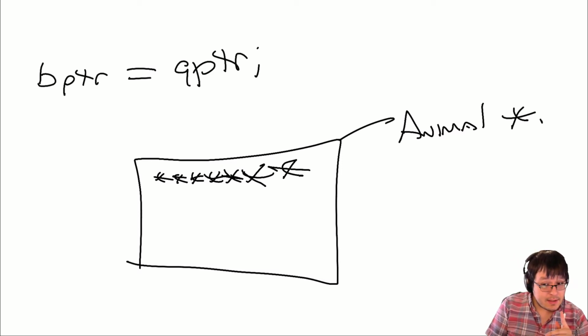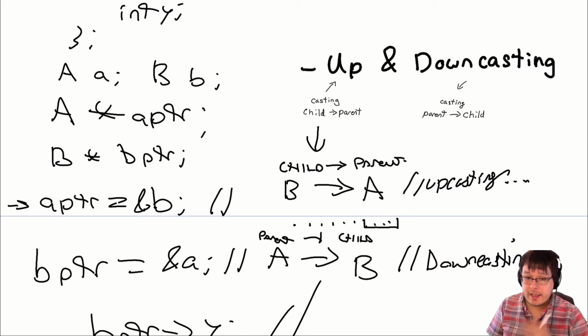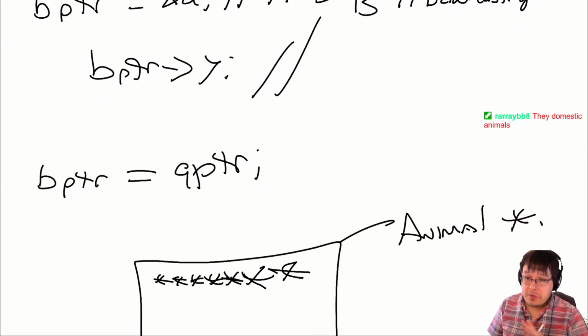And then, if I want to store a dog in there, all I have to do is upcast a dog into an animal, which I can do. That's no problem. That's what I was doing here. I can upcast a child. I can cast a child to a parent. I can upcast it, and then this thing will have no problem storing a pointer of A, because it's an array of animal pointers.